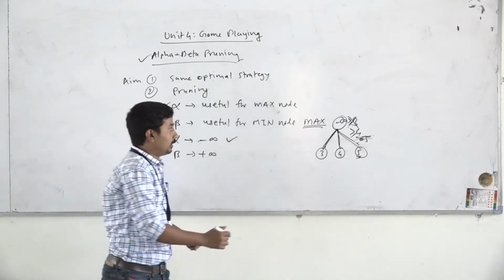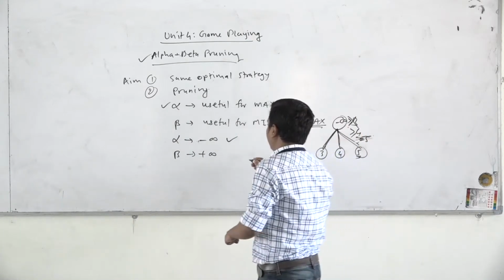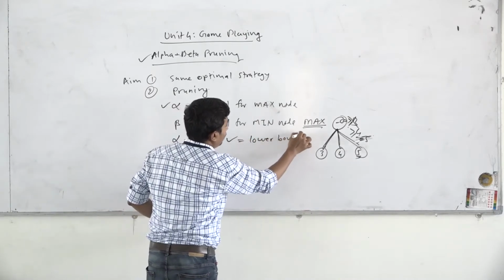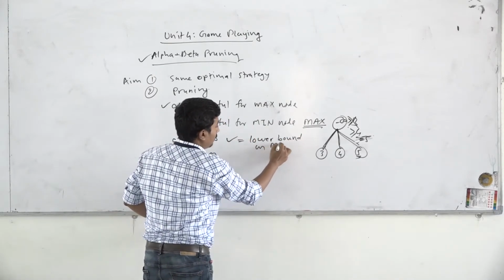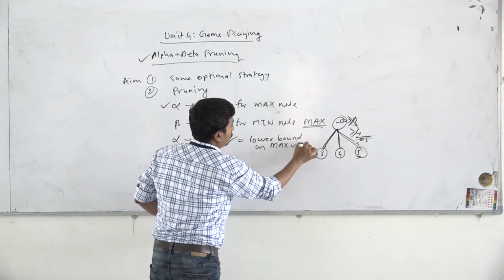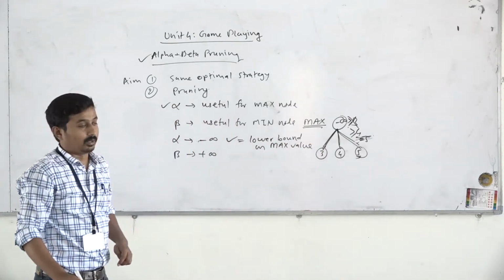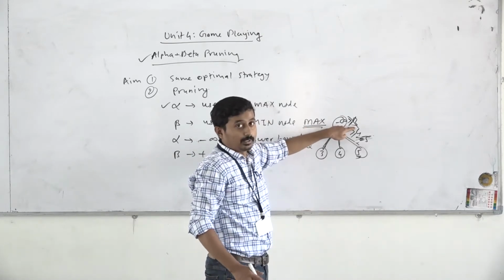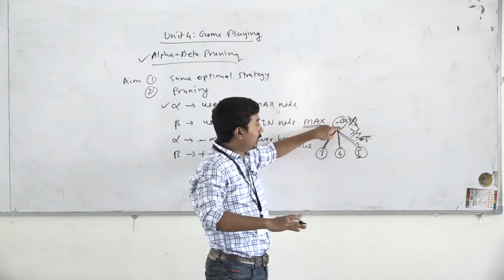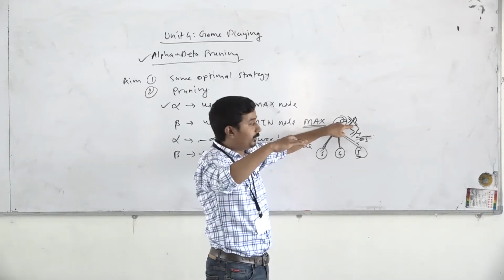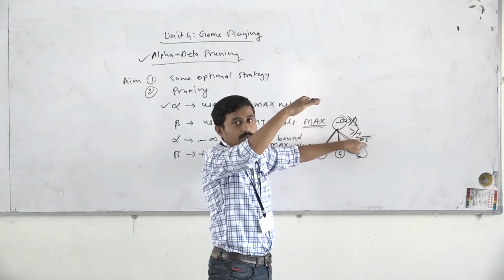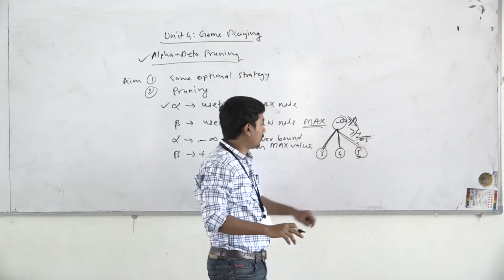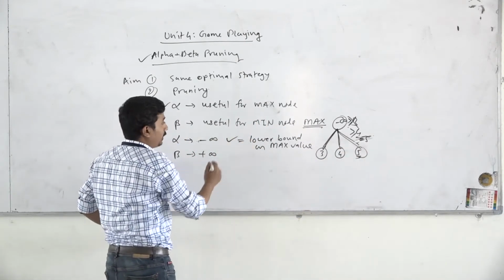At any moment, the alpha value defines the lower bound on the max value. So remember, alpha defines the lower bound. At this moment 3 was the lower bound. Initially it was minus infinity. Then we increased it to 3, then 4, and then 5. So this is the final exact max value. Always remember alpha will be the lower bound.